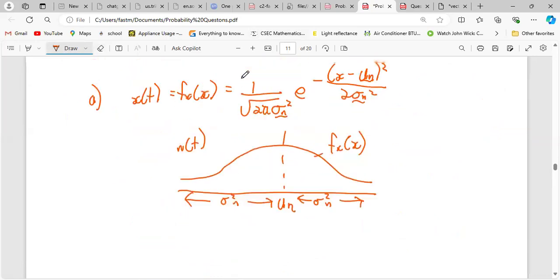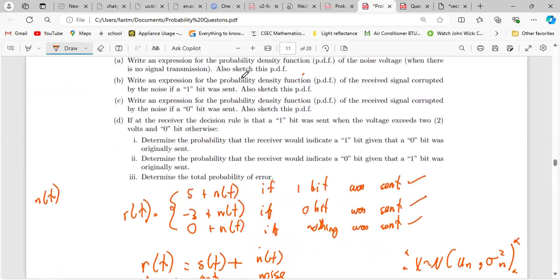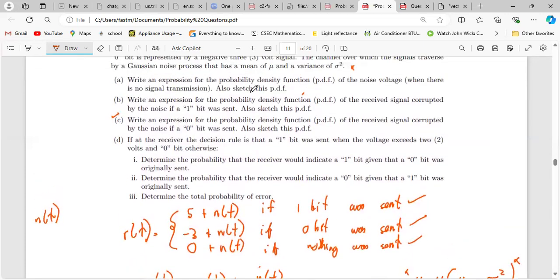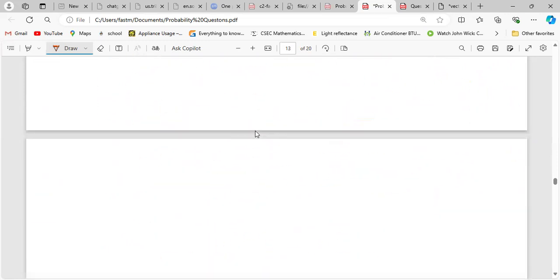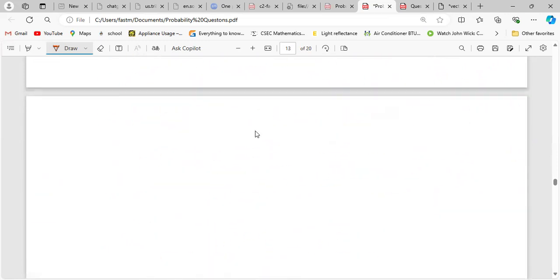All right, nice. Okay, so we're going to part C. Well, part C would just be the negative part of it. Write an expression for the probability density function of the received signal corrupted by noise if a 0 bit was sent. So basically the same as before, but with a 0. So it'll be R(t), that is minus 3 plus N(t).